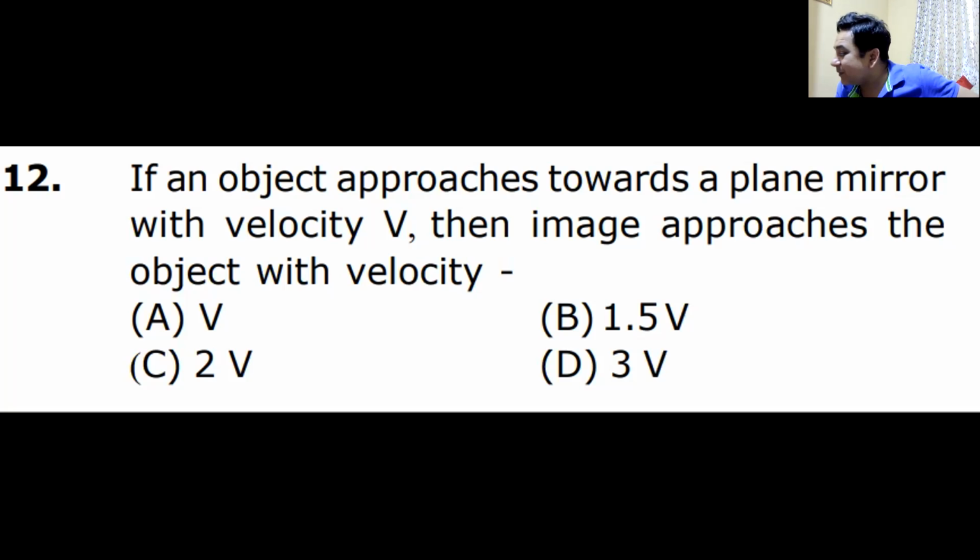If an object approaches a plane mirror with a velocity v, with what speed will the image approach the object? And the answer is 2v. Do you understand this? Well, if you understand this, congratulations. We are almost done with the type of questions that can come on plane mirror.